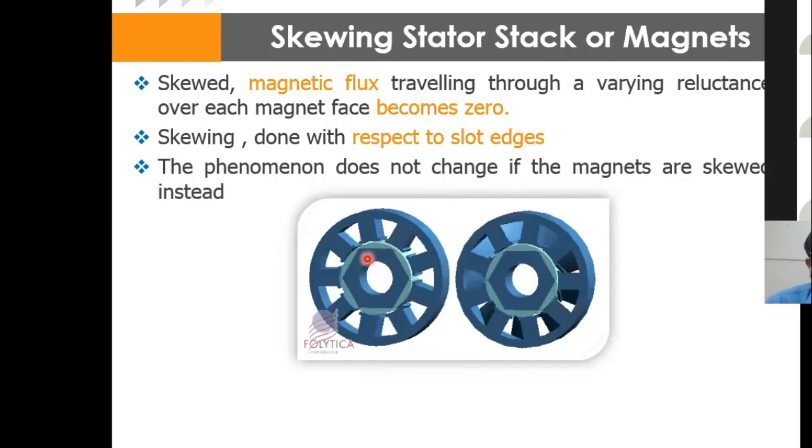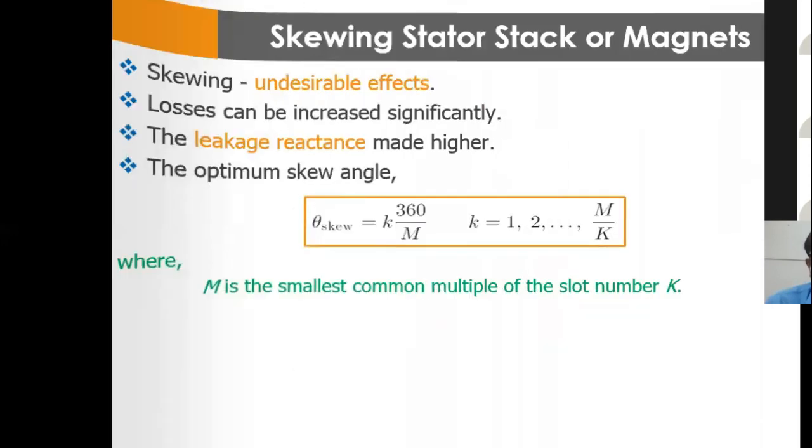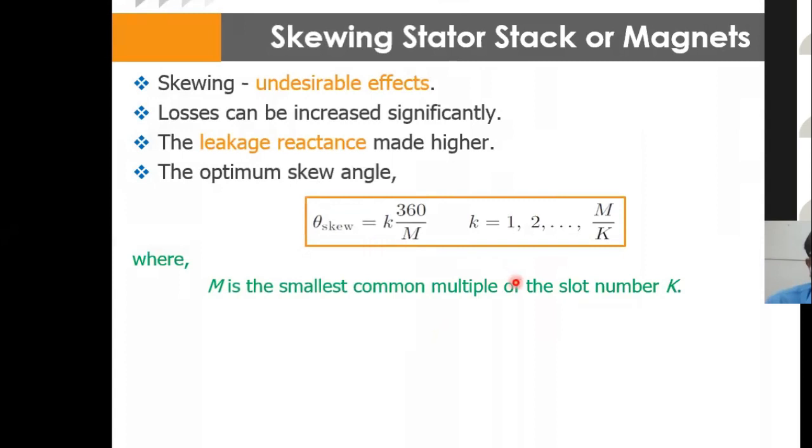This phenomenon can be done on the magnet also. Either the stator can be skewed or the rotor can be skewed, not both. We need to keep this in mind, but generally the stators are skewed, because skewing a permanent magnet will obviously increase your cost again, and that creates a problem. So this skewing is most probably done on the stator. And if you see, the skewing gives an undesirable effect.